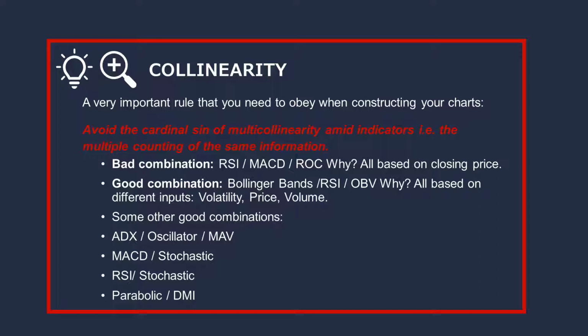So you can have bad combinations of indicators. For example, the RSI and MACD rate of change are all based off closing price. So why do you want three indicators all off the same thing? A good combination could be Bollinger Bands and RSI, where Bollinger Bands is looking more at volatility, and RSI is the closing price, and OBV, on balance volume, because it's giving you a volume window in there. So I've just listed a few good combinations together, but you're going to probably want a bigger picture on what to pick, so I've put together a table for you that might just help.